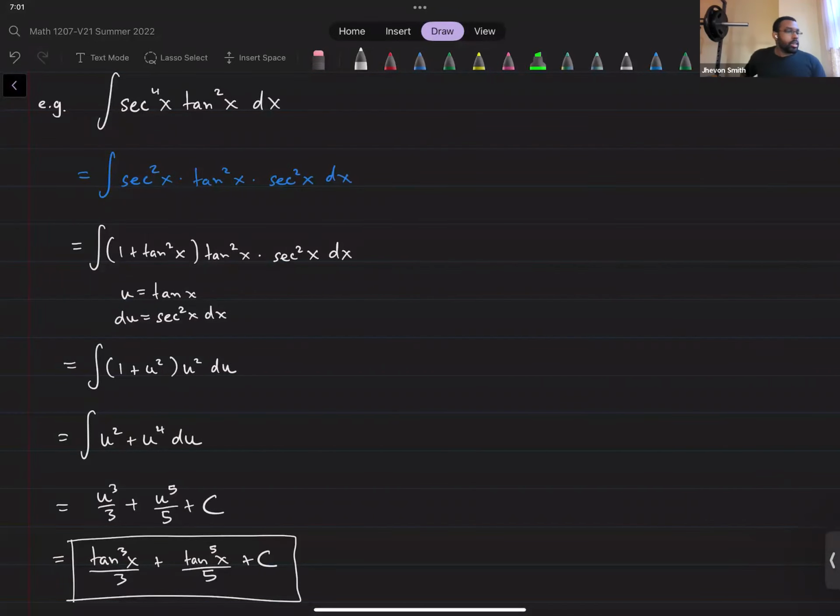Okay, so that's one situation. Power of secant is even. You try to put yourself into this position. Getting a secant squared off to the side somewhere.